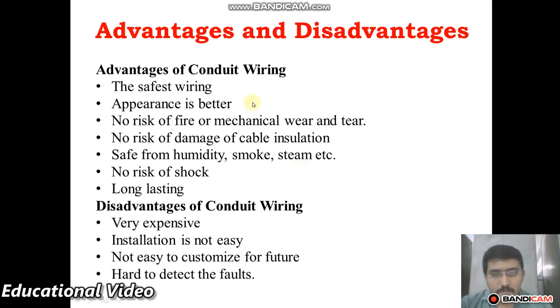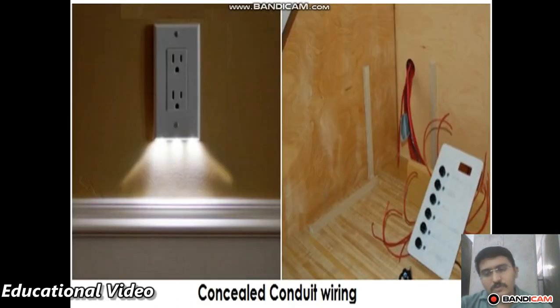Appearance is better compared to all the previous cases. No risk of fire or mechanical wear and tear. No risk of damage to the cable insulation. Safe from humidity, smoke, steam. No risk of shock. Long lasting. The disadvantage is that it is very expensive, installation is not easy, it is not easy to customize in the future, and it is hard to detect a fault. So this is one of the pictures of concealed type of wiring.